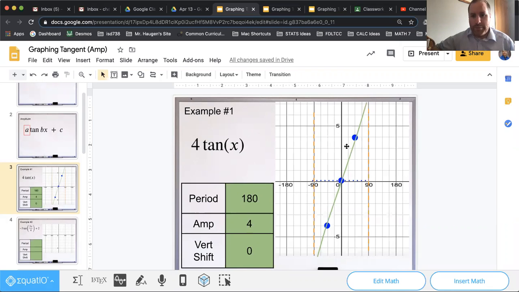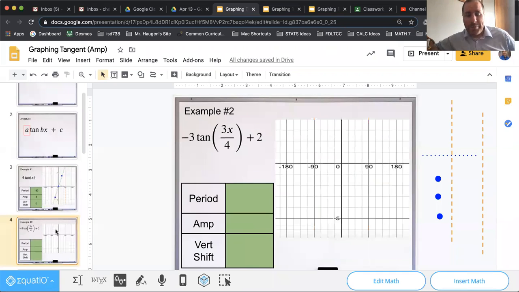But we've put the amplitude in there. It's up or down 4. So for a little more complex example, with all of those things in there at once, with amplitude, period, and phase shift all at the same time, here's what we're going to look at: -3 tangent (3/4 x) plus 2.